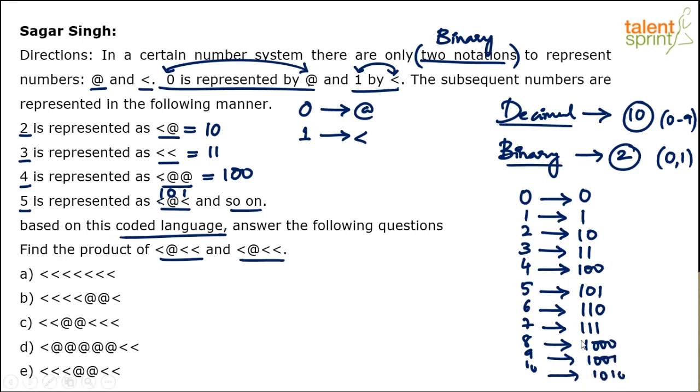Right? And then if I have to go to the next number, 11, 11 will be 1011. Right? 1011. So basically this is how you can do it. I mean, this is one way of doing it.